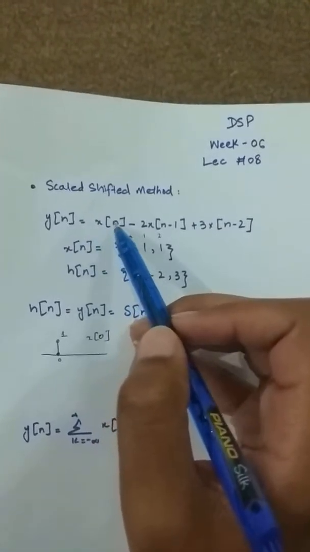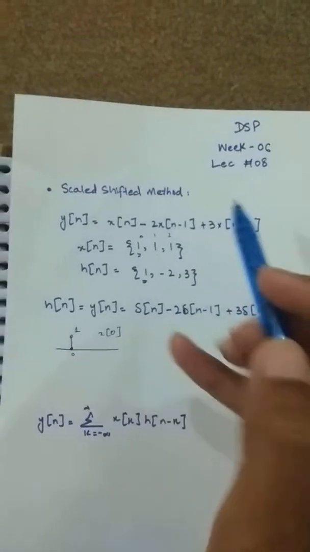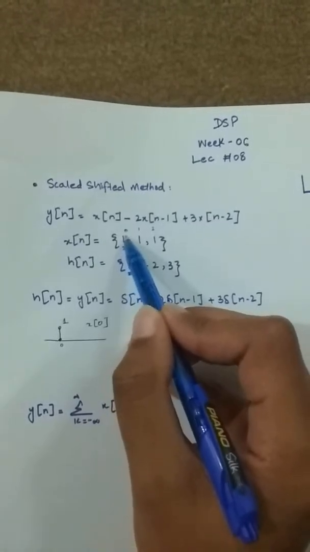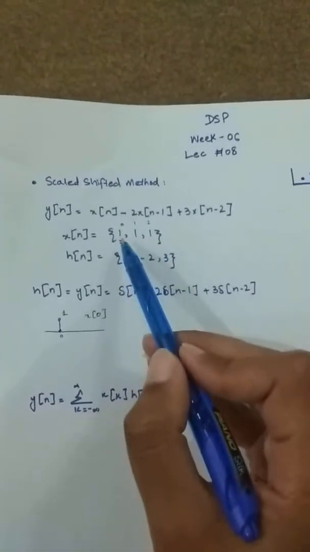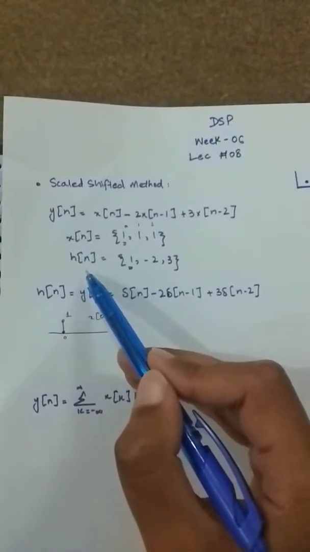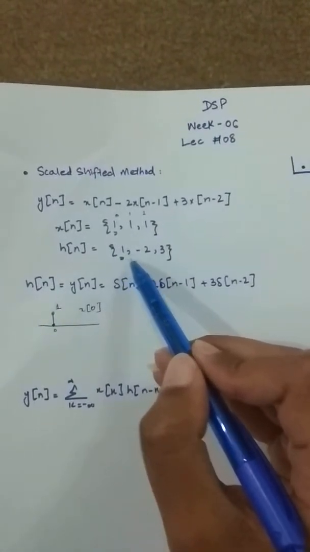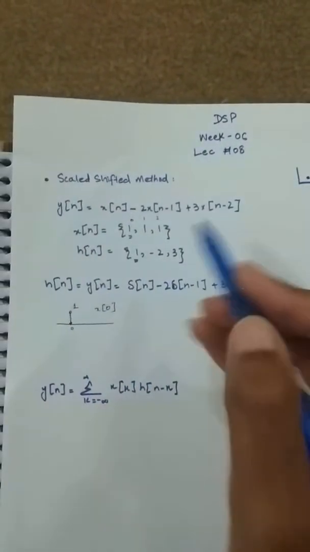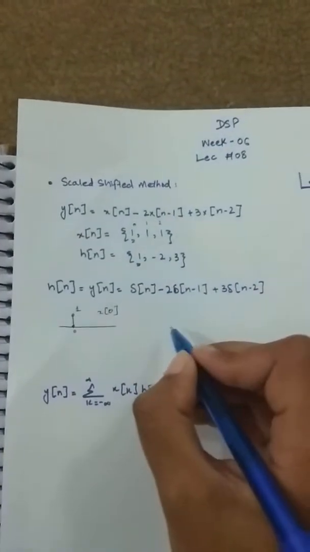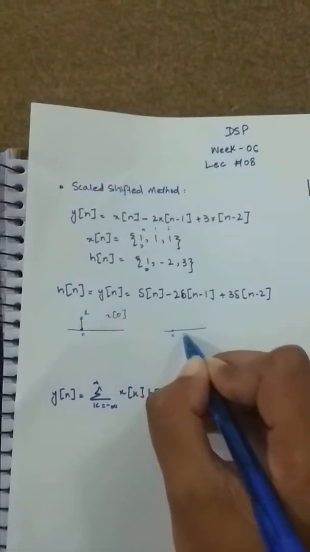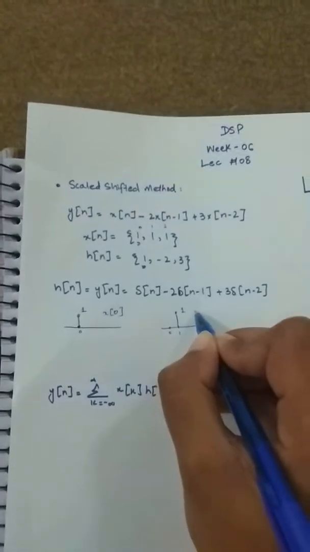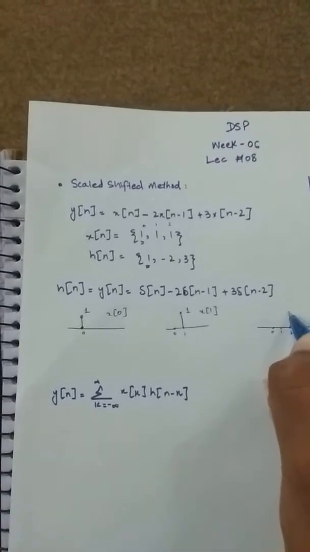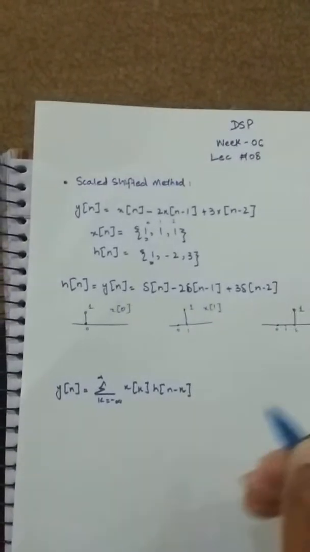y of n is equal to x of n minus 2 x of n minus 1 plus 3 x of n minus 2. And x of n is given as 1, 1, 1, with the index at 0 and 1. The impulse response that I calculated before was 1, minus 2, and 3. Now I have drawn x of 0 from this given value. Now I'll plot the 0, 1 index, and this value will be the same, and it will be x of 1. Same for 0, 1, and 2, it will have the same amplitude and it will be x of 2.